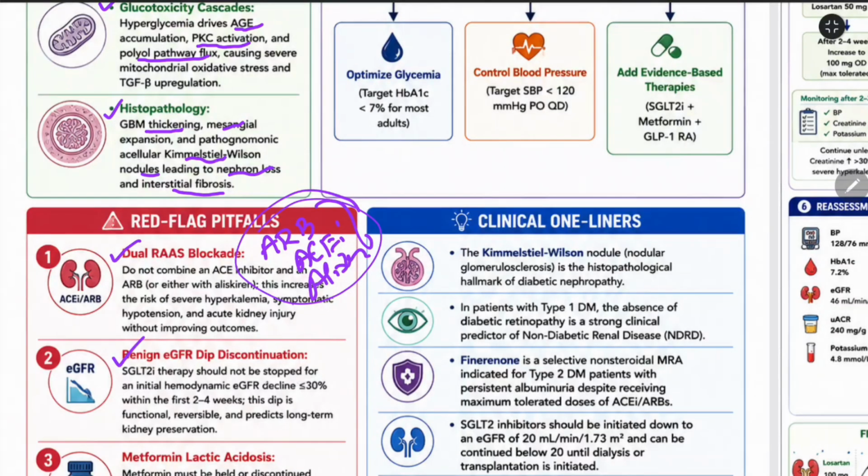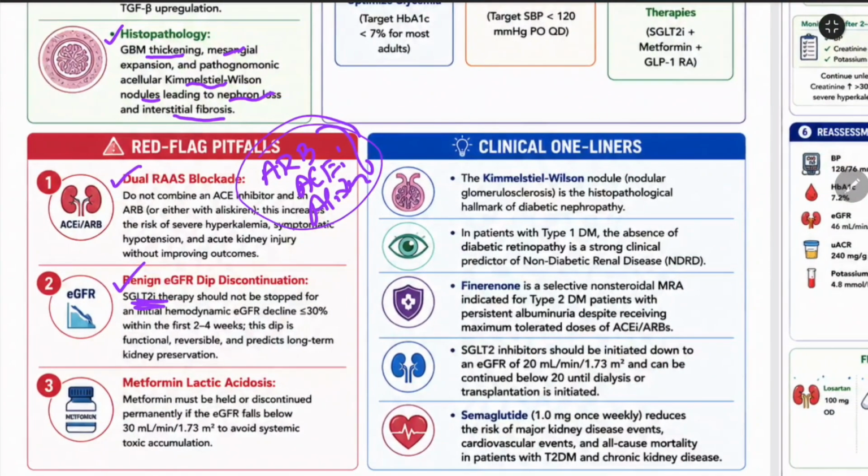Benign eGFR dip continuation: already you know, when you start SGLT2 inhibitors, there is less than 30% drop of eGFR. Metformin: whenever the patient's eGFR falls below 30, stop metformin.